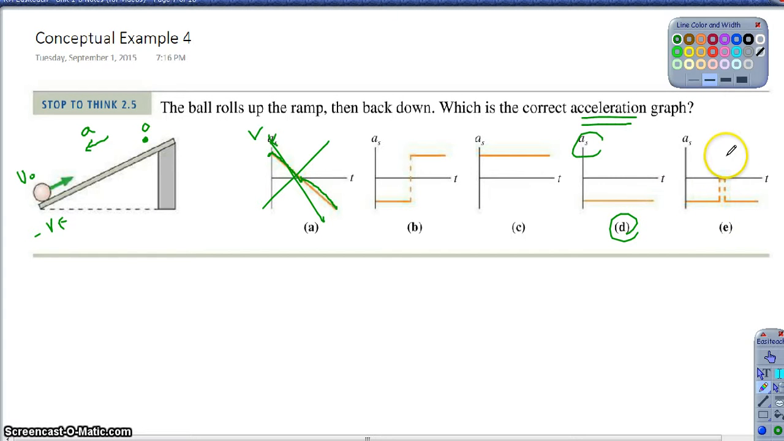E tries to trick you a little bit too by saying that that moment where it pauses it wouldn't have any acceleration. But if it didn't have any acceleration at the top, that ball would roll up to the top and just stop there, which obviously does not happen. So anyway, hopefully this was a pretty quick concept check for you, but watch out for A. That's probably the most common distraction.